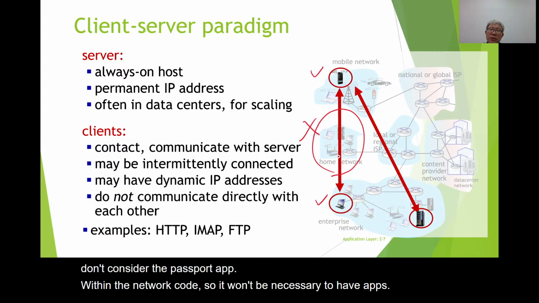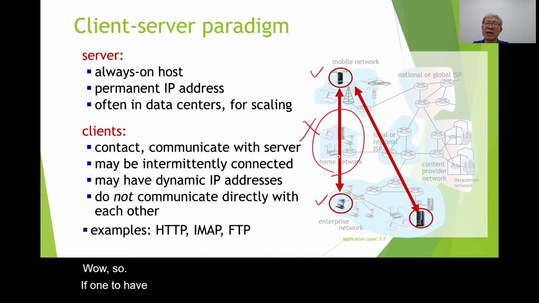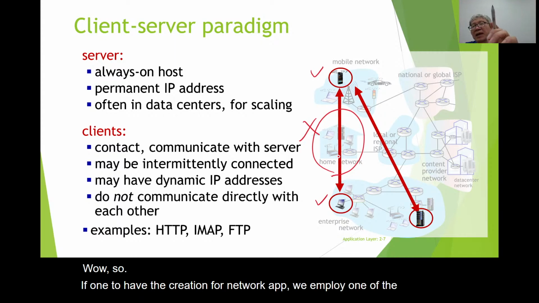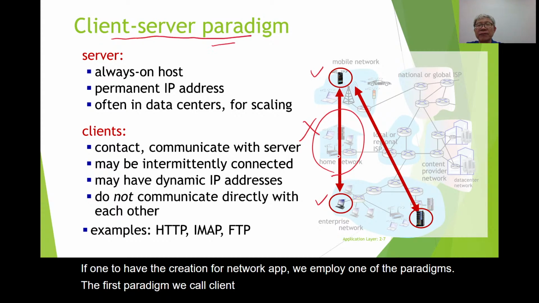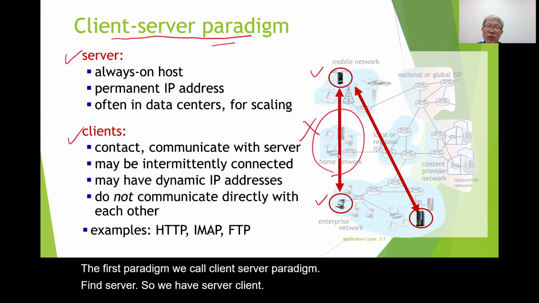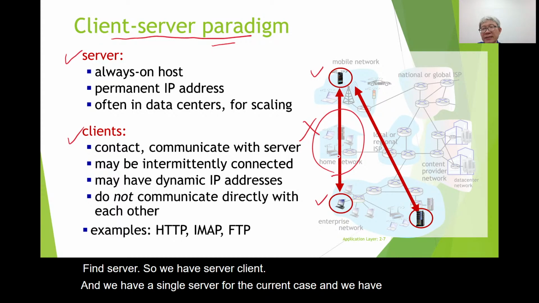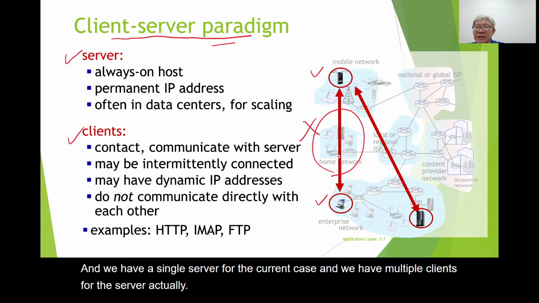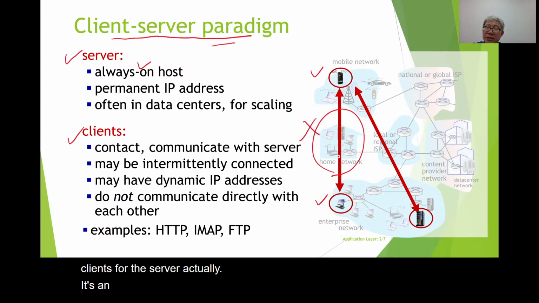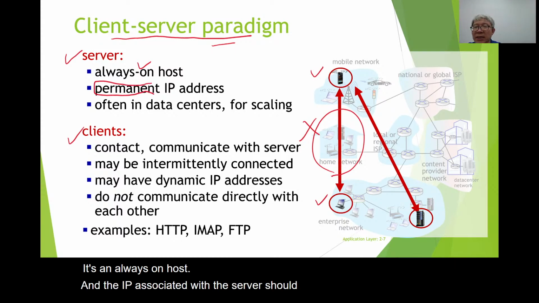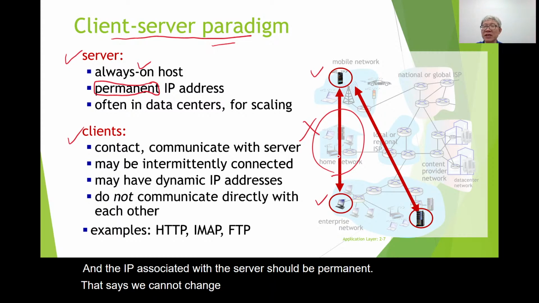Well, if we want to create a network app, we will employ one of the paradigms. The first paradigm we call the client-server paradigm. In client-server, we have a server and clients. We have a single server for the current case, and we have multiple clients. The server is an always-on host, and the IP associated with the server should be permanent. That says we cannot change the IP of the server, or otherwise the client cannot connect to the server.